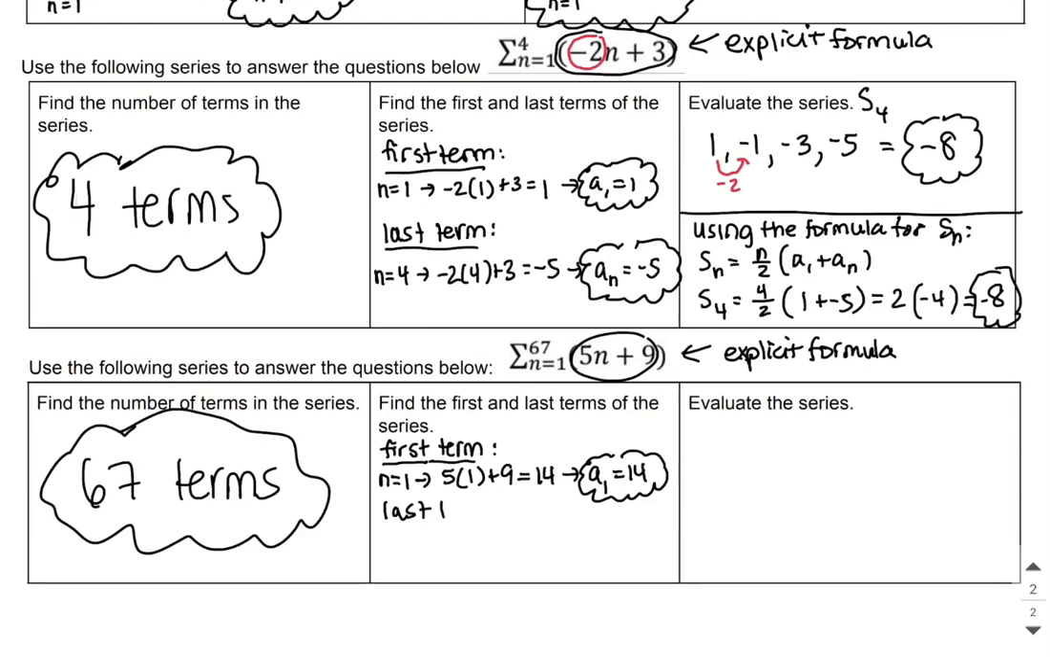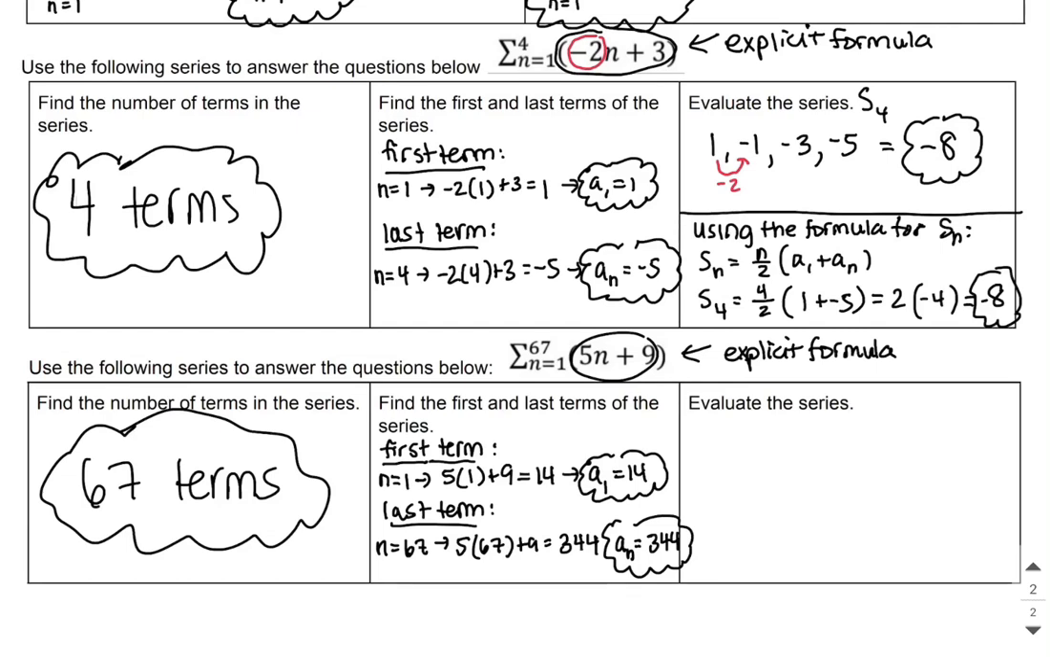And then to find my last term, in this case, my last term is the 67th term. So the last term is in the 67th position. n is equal to 67. I plug in 67, so 5 times 67 plus 9. You can do that in your calculator if you need to. It's 344. So I know a sub n, or my last term, is 344. I could also say a sub 67.